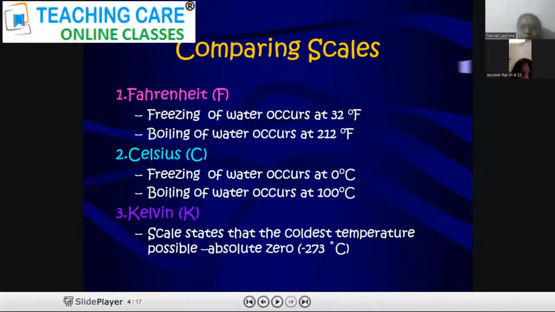All are measuring temperature only. So why, ma'am, why are all three different scales given? Ma'am, because they have different properties of freezing of water and boiling of water, and Kelvin has a different use. Yeah, but Fahrenheit boiling occurs at 212 degrees Fahrenheit, whereas it's 100 degrees Celsius. So mostly Celsius is the scale used across the world. Fahrenheit is mostly used in the laboratories, and also Kelvin. Okay, ma'am.